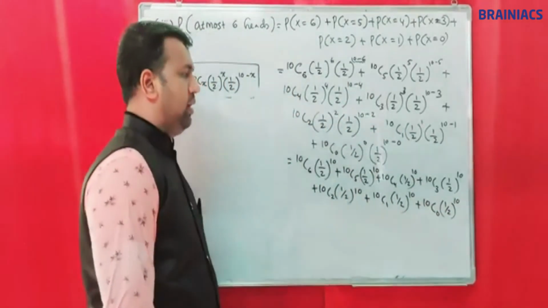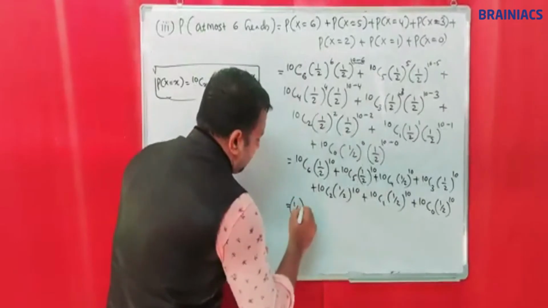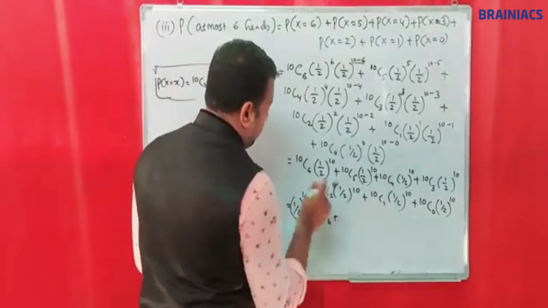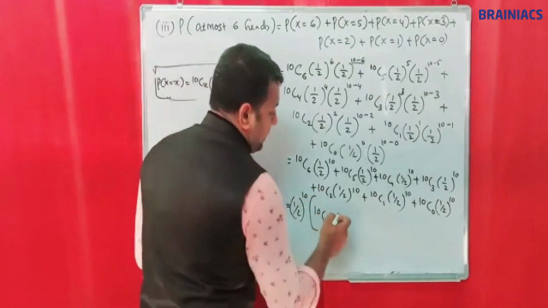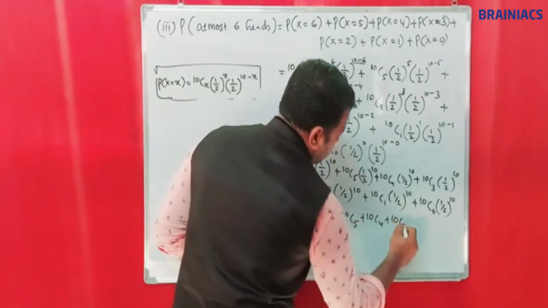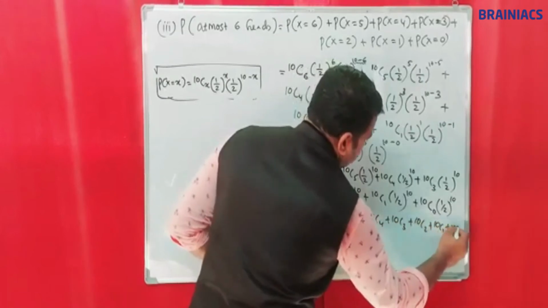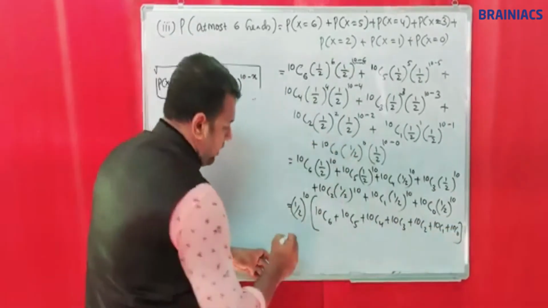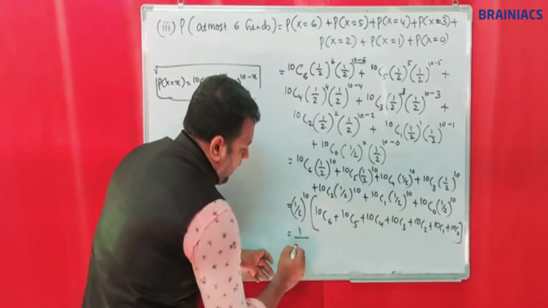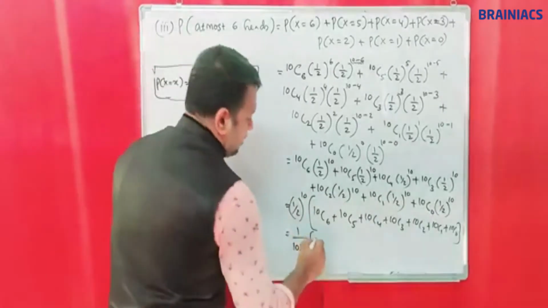1 by 2 raised to 10. Here also 1 by 2 raised to 10 as common value. So the remaining values are 10C6 plus 10C5 plus 10C4 plus 10C3 plus 10C2 plus 10C1 plus 10C0. 1 by 2 raised to 10 is 1 raised to 10, which is 1, and 2 raised to 10 is 1024, and 10C6 is 210.